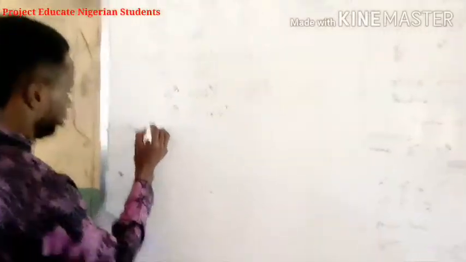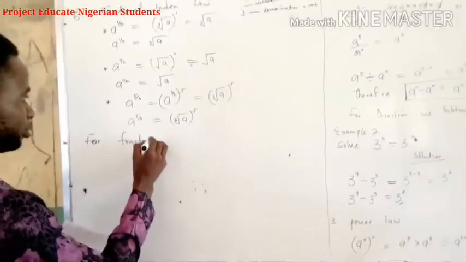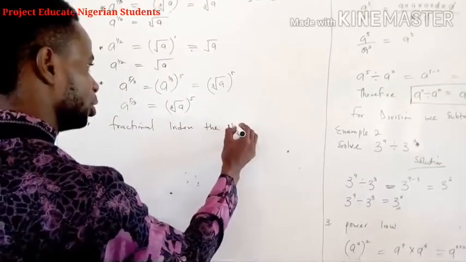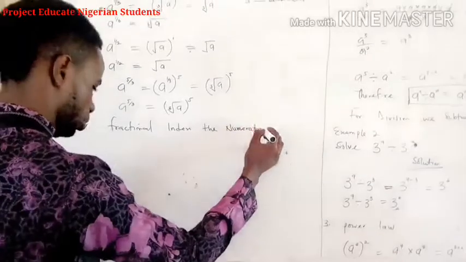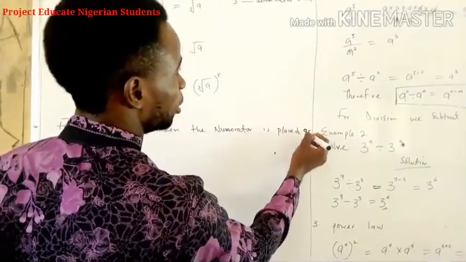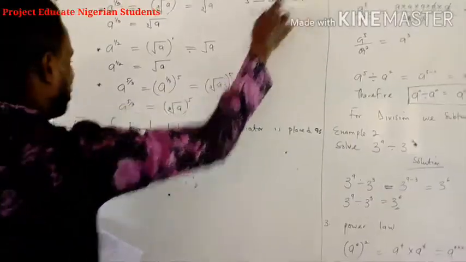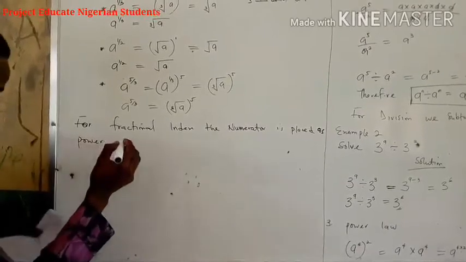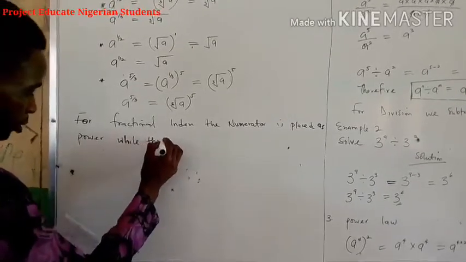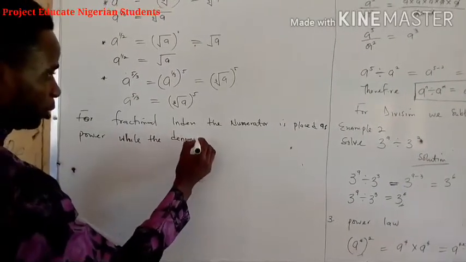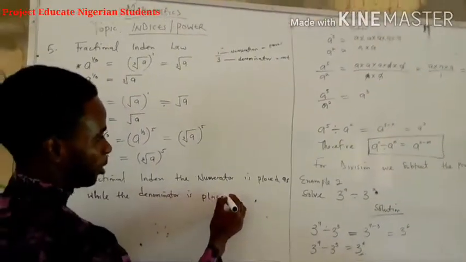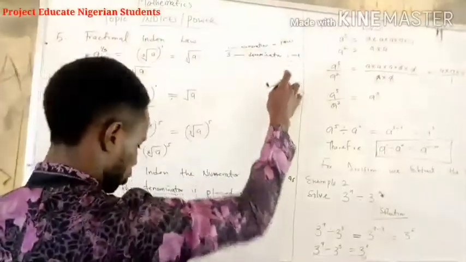For a fractional index, the numerator is placed as what? The numerator is placed as power, while the denominator is placed as root.